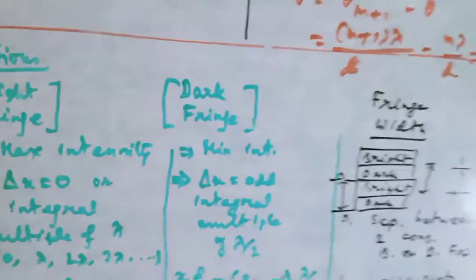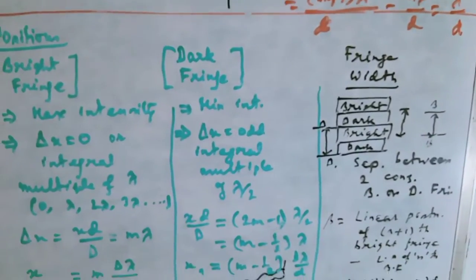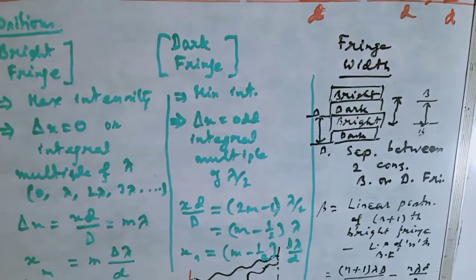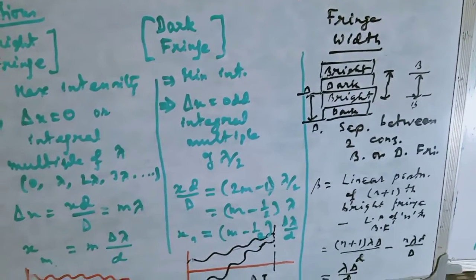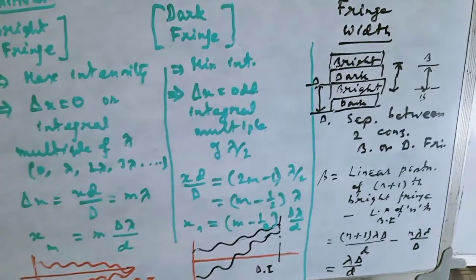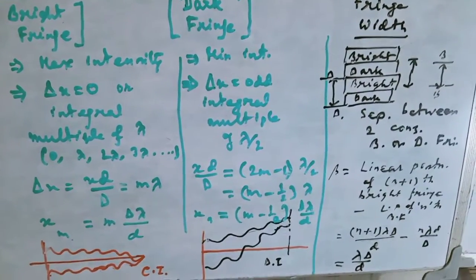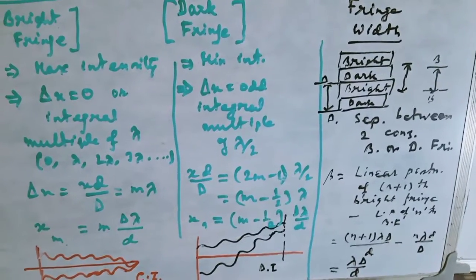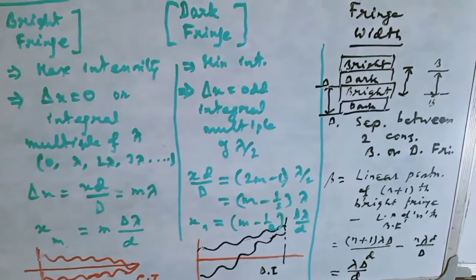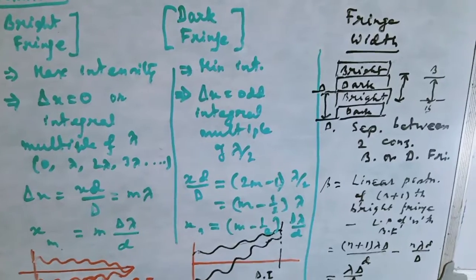In a similar manner, dark fringes will be formed where light of minimum intensity is produced. Minimum intensity means 0. This happens at those places where the path difference between the interfering light waves is an odd integral multiple of lambda by 2: lambda by 2, 3 lambda by 2, 5 lambda by 2. That means an odd number is coming here.